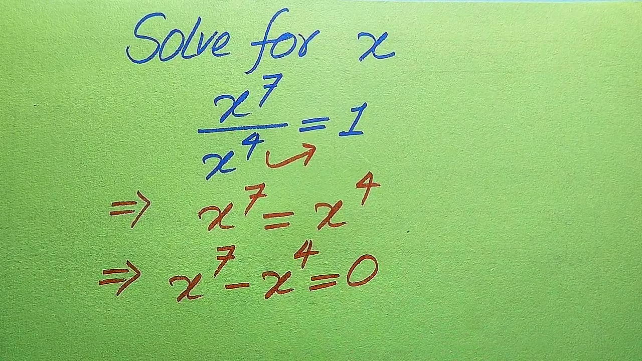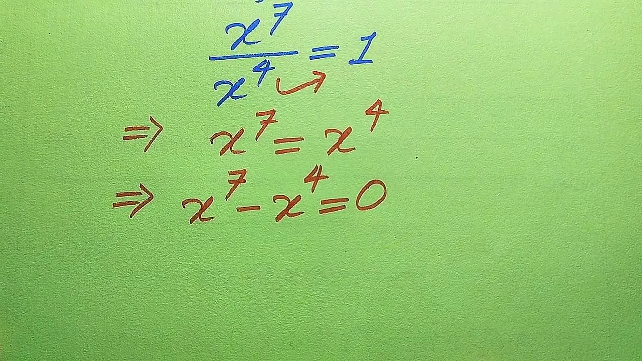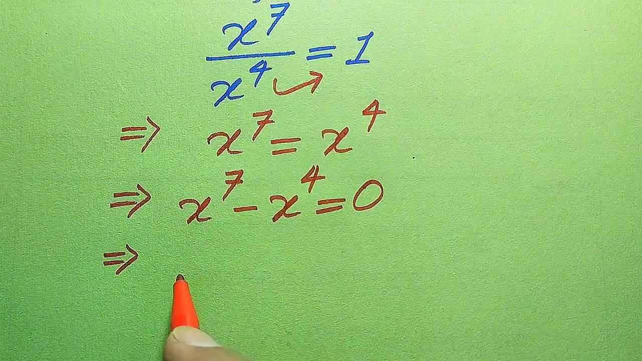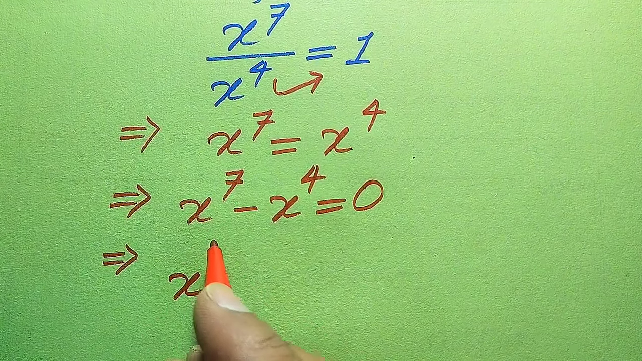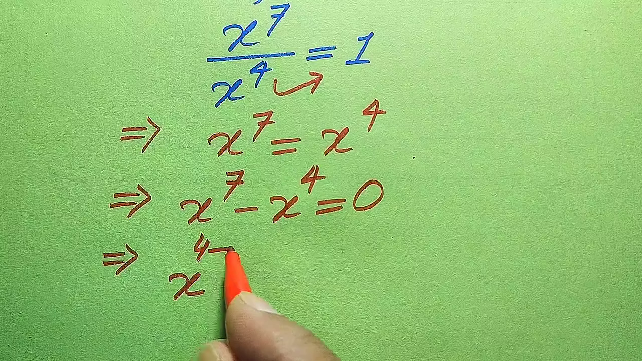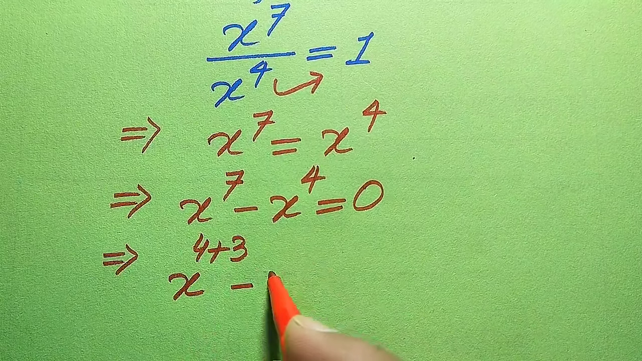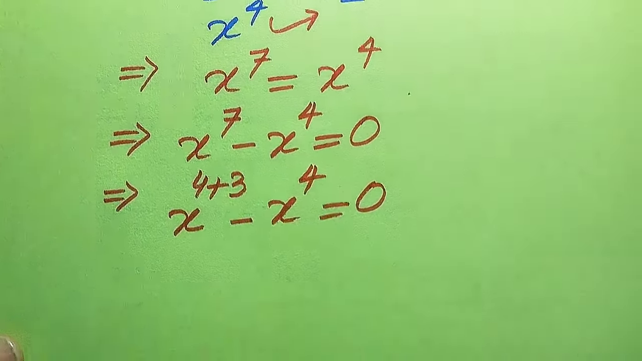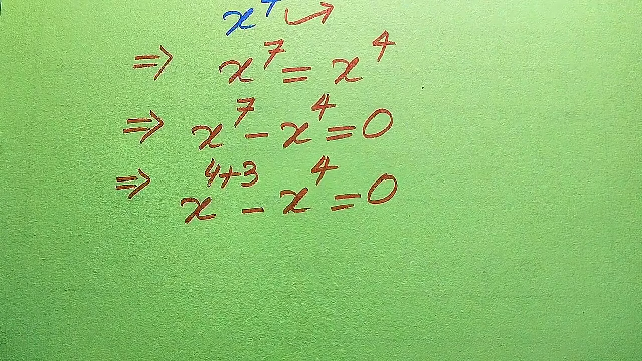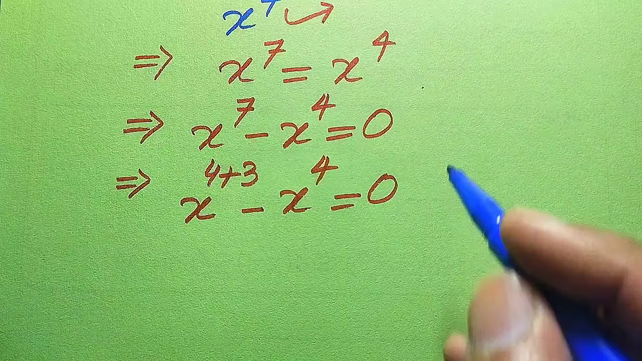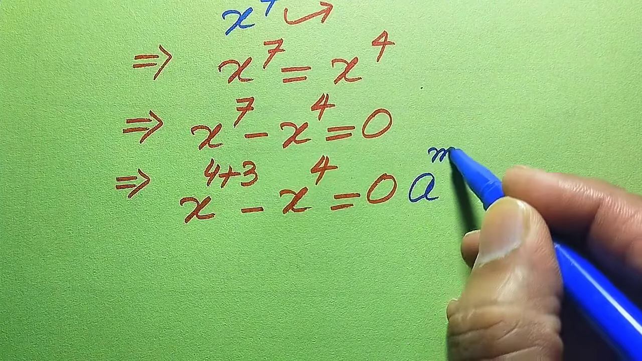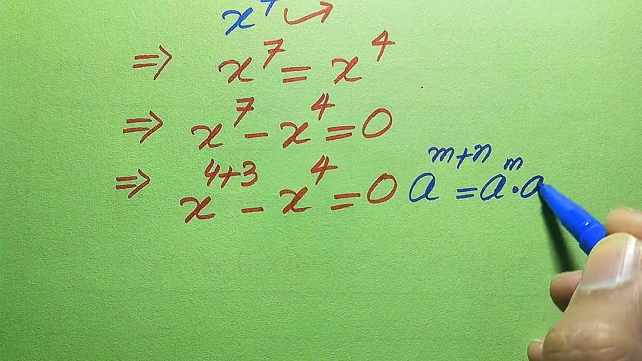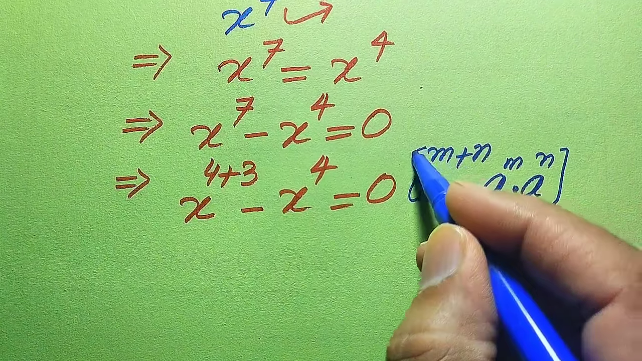is equal to 0. And in the next step, we need to rewrite this equation as here we break this exponent 7. This is x to the power of 7, and we write this 7 as 4 plus 3, minus this is x to the power of 4 is equal to 0. And here we use the nice exponential law. You know about this law. If we have a to the power of m plus n is equal to a to the power of m multiplied by a to the power of n.